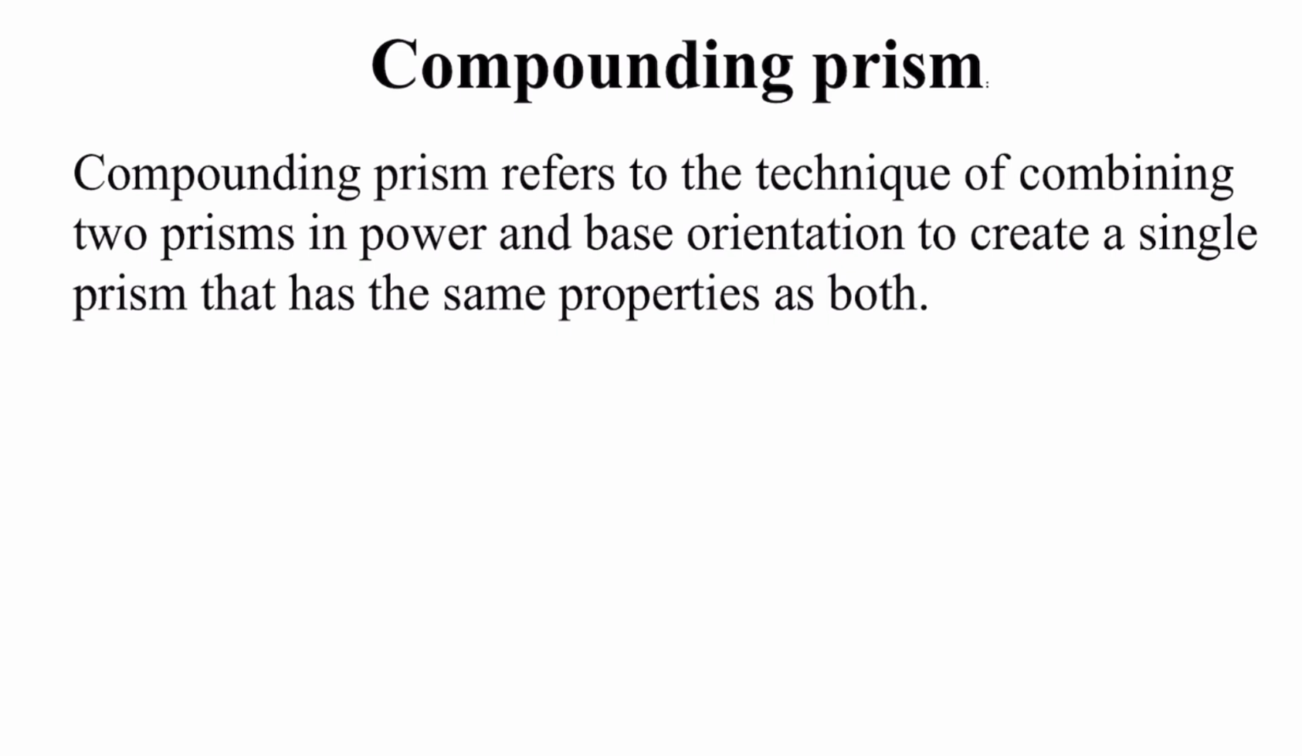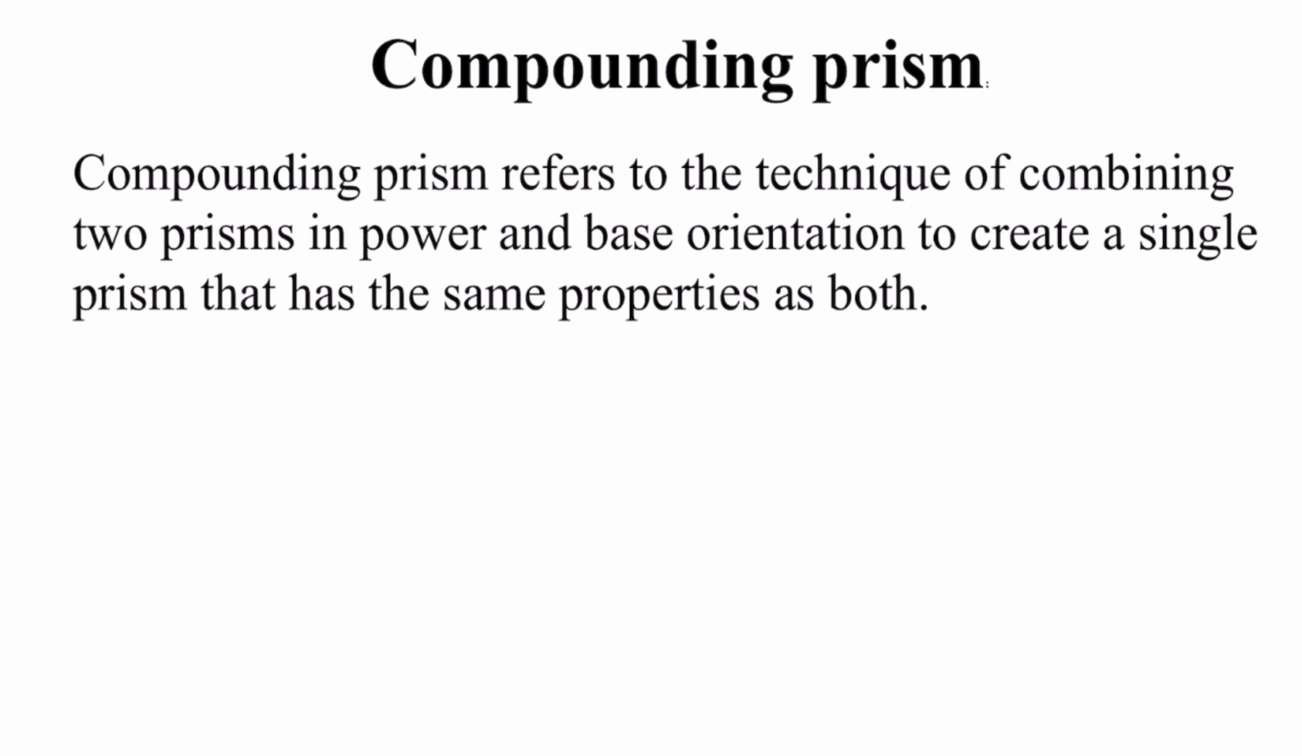In this video, we're going to learn how to do compounding of prism. In a few cases of prism prescription, both horizontal and vertical prism are required to correct the deviation. In such cases, one prism can be computed in the manufacturing process to have the exact same result as the combination of two specified prisms does.